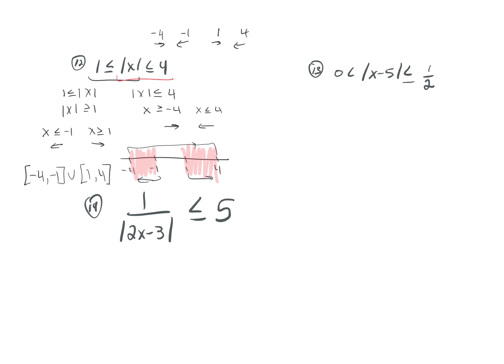For 15, we have the exact same thing. So we have 0 is less than the absolute value of x minus 5. We have the absolute value of x minus 5 is less than or equal to a half. I personally like to rewrite it with the x on the left side of the inequality, so I'm just rewriting the 0 is less than absolute value of x minus 5 into the absolute value of x minus 5 is greater than 0.